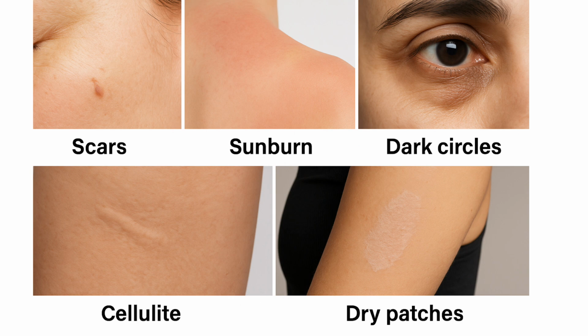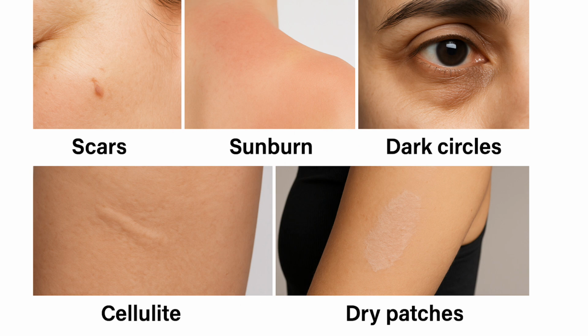Sunburn, red, painful skin caused by too much sun. Example: I forgot sunscreen and got a bad sunburn. Dark circles, dark areas under the eyes, often from tiredness. Example: she had dark circles after staying up all night.